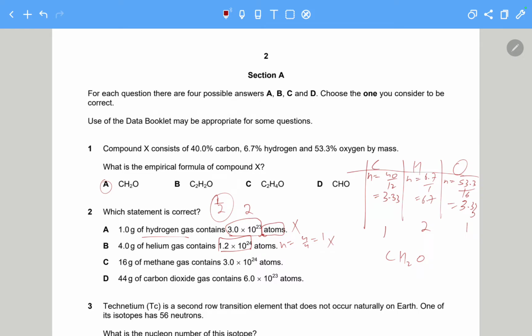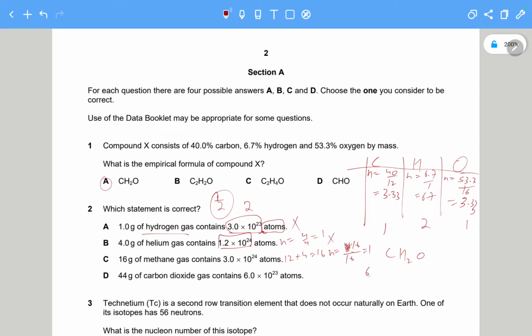Option C, 16 grams of methane gas contains 3 × 10^24 atoms. So the mass of methane is 12 plus 4, because CH4, which is 16, and therefore n is equal to 16 over 16, because we have 16 grams. So 16 over 16, which is equal to 1 mole, which means there are 6 × 10^23 molecules of methane gas, and each molecule of methane gas has 5 atoms.